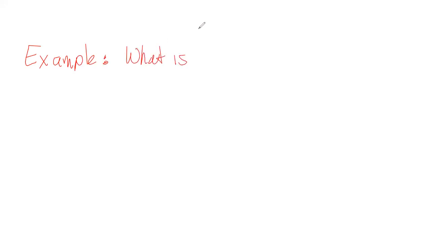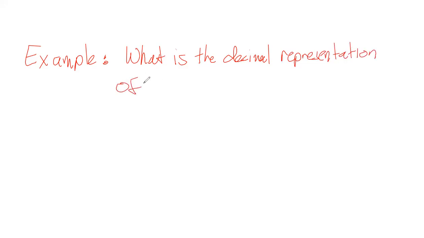Generally, we'll ask, what is the decimal representation? Because this is how we communicate numbers. We always use decimal. So whenever I ask you what is the value of this expression, I'll generally just say, what's the decimal representation of this non-decimal number? So what is the decimal representation of, and here we'll do a binary example.